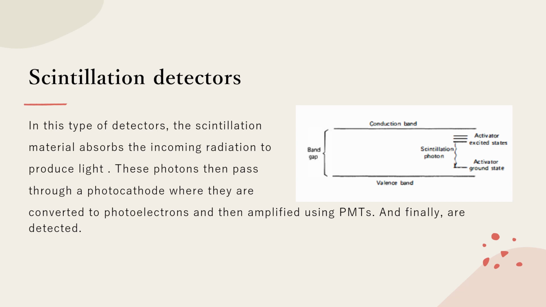So how are these used in the detectors? The scintillation material absorbs the incoming radiation to produce light. These photons then pass through a photocathode where they are converted to photoelectrons and then amplified using PMTs and finally detected. Scintillation materials can be of various types, organic and inorganic. They are classified based on the response time. Inorganic scintillators have a response time of microseconds and organic scintillators have a response time of nanoseconds. And as the diagram shows, scintillation photons are produced when the electron de-excites from the activator excited state.